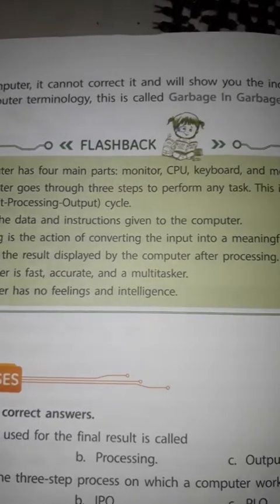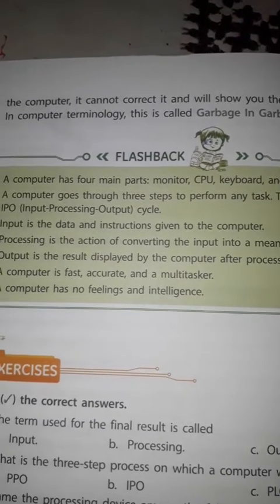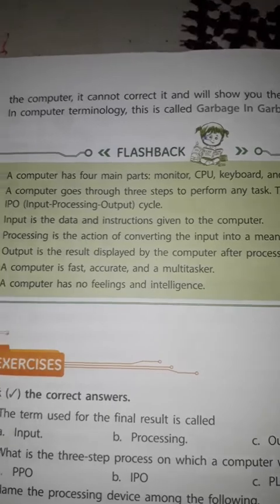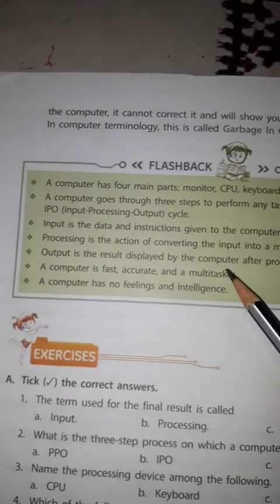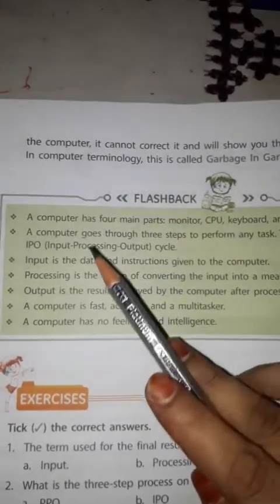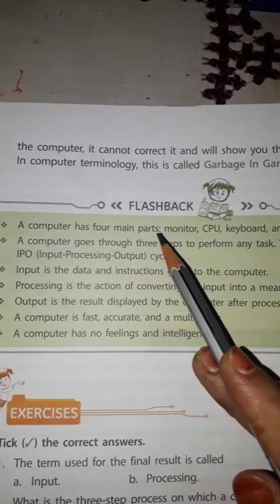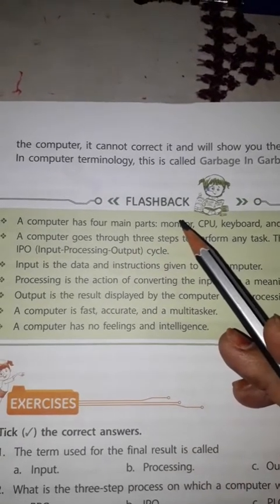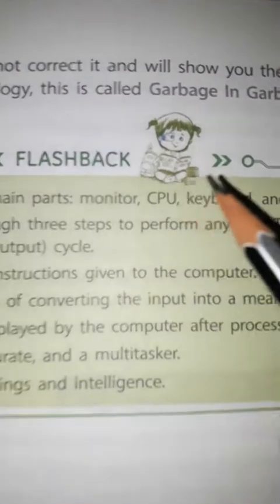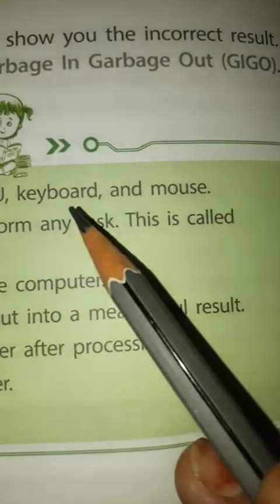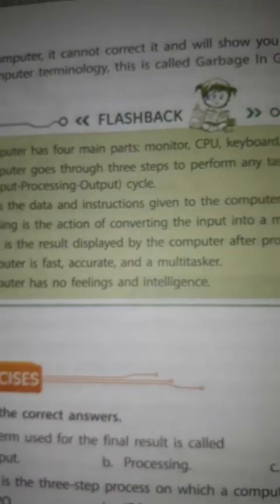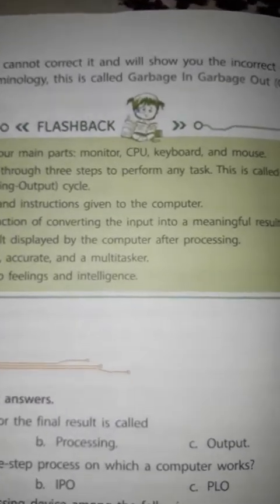So children, I hope you understood this chapter very well. So this is the flashback. I am going to ask a few questions. For example, a computer has four main parts. Name them. Yes. First is monitor, second is CPU, keyboard and mouse. Like that, children, this chapter has been finished.